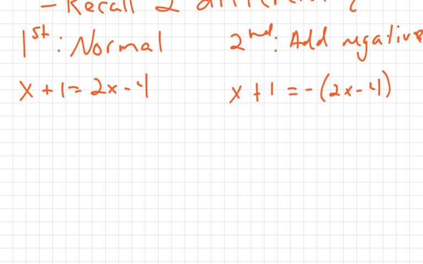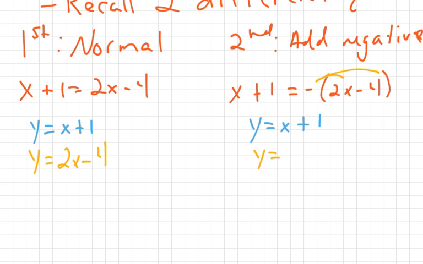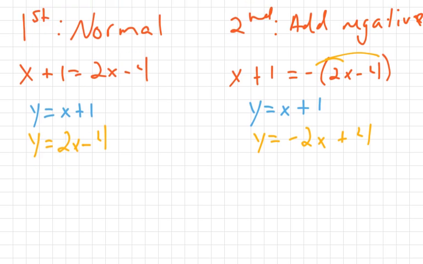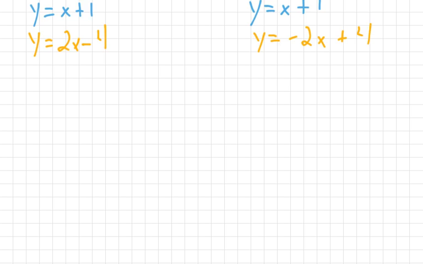So for the first, the normal equation, we've got y equals x plus 1, and we also have y equals 2x minus 4. On the right hand side, the second equation, we'll have y equals x plus 1, and we will have y equals, now I'm going to distribute this negative sign, so negative 2x plus 4. Negative 1 times 2x is negative 2x. Negative 1 times negative 4 gives me positive 4. Okay, so I'm going to have 2 equations to be solving here. I'm going to actually have 4 lines to graph, but I'm going to do them on 2 separate graphs. Okay, so extend that just a little bit.